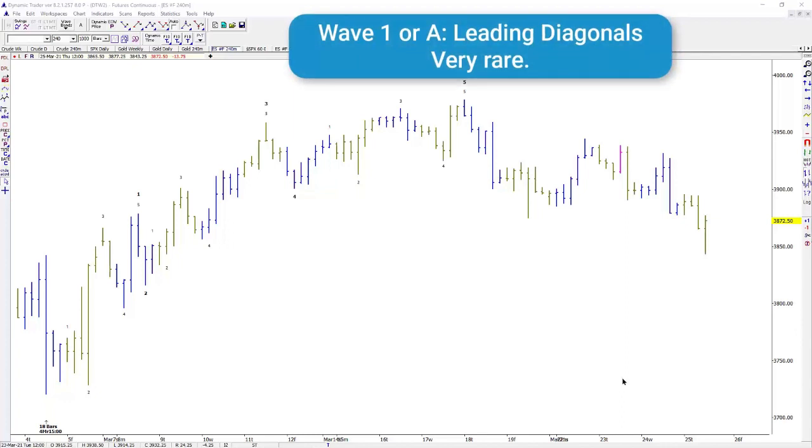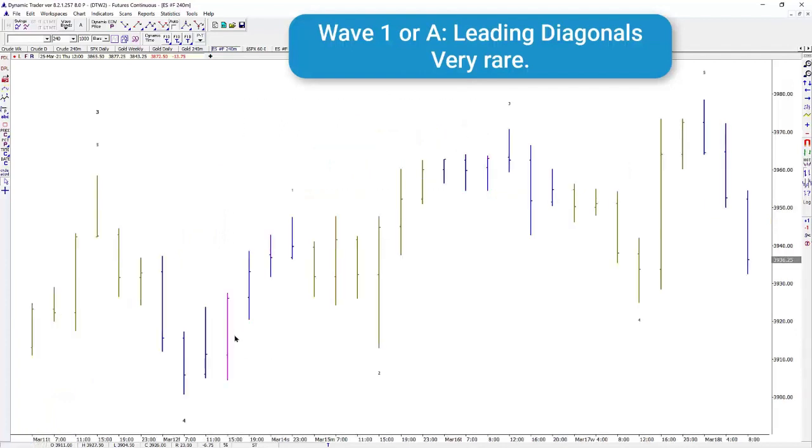In other words, a wave 1 or a wave A could be a leading diagonal. It's basically like this section. It would look like this, as 5 sections where the wave 4 overlaps and then it continues to advance.